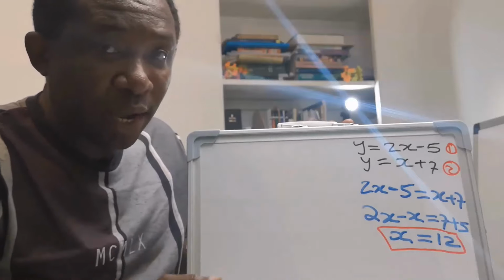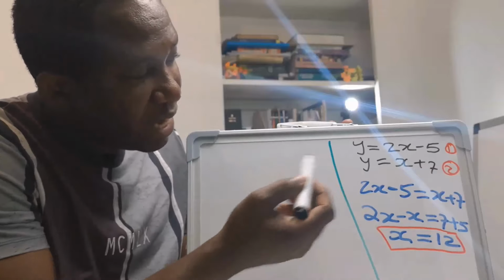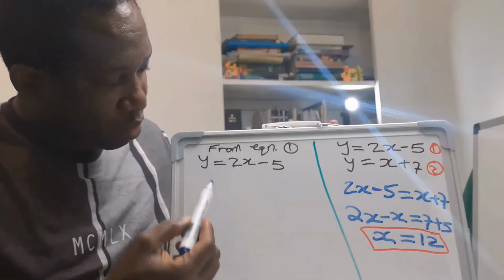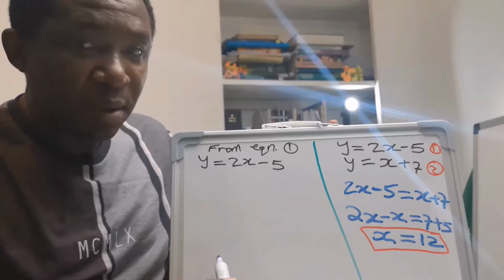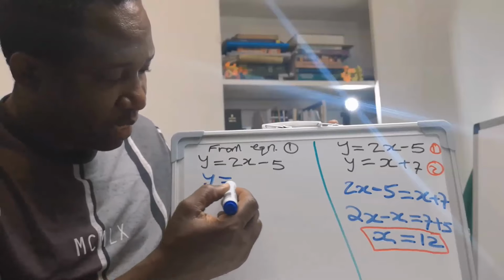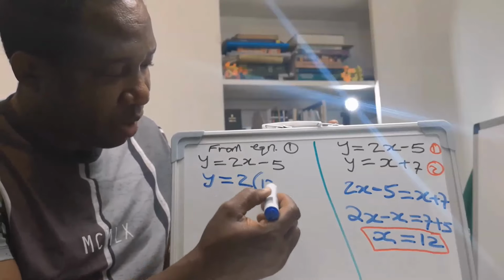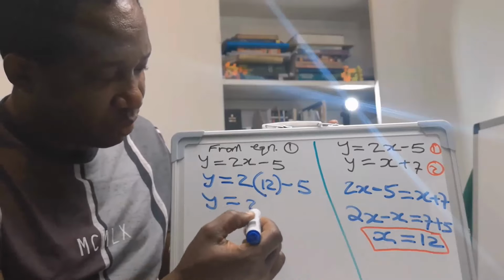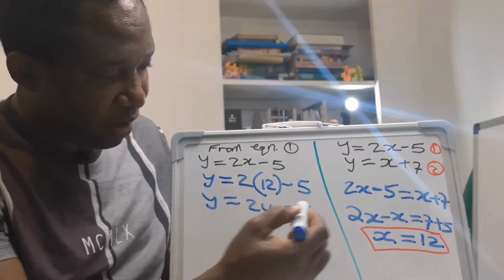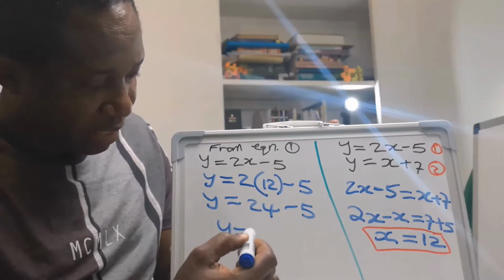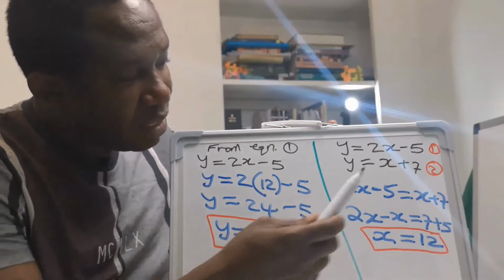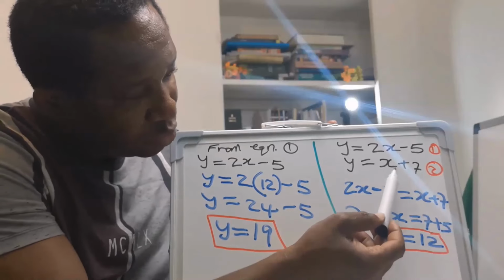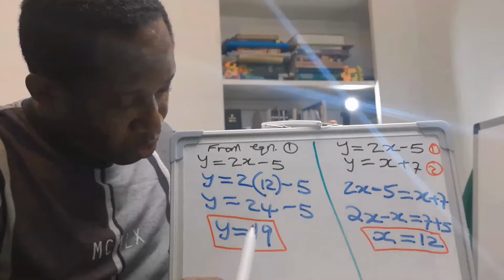Then, what is y? We can substitute into either equation 1 or equation 2. From equation 1, where y is 2x minus 5, we can have that y is 2, and instead of x, I will have 12, minus 5. Y is 2 times 12 is 24, minus 5. You can see that y is 19. If you try using equation 2, here we obtained that x is 12. 12 plus 7 will give you 19.